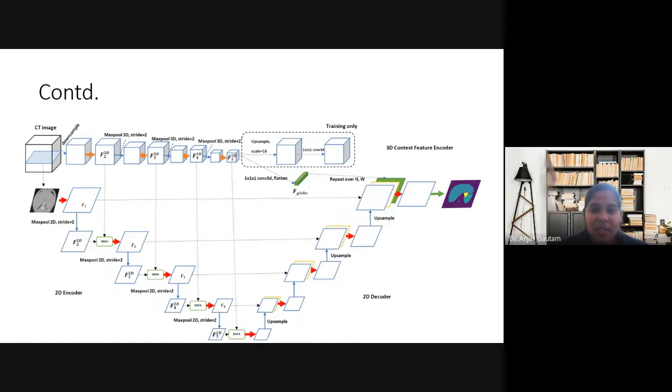Now in this case, this model consists of a 3D context feature encoder on the top, a 2D decoder, and a multi-slice feature aggregation module, which is just for fusing the 2D features and the 3D features.